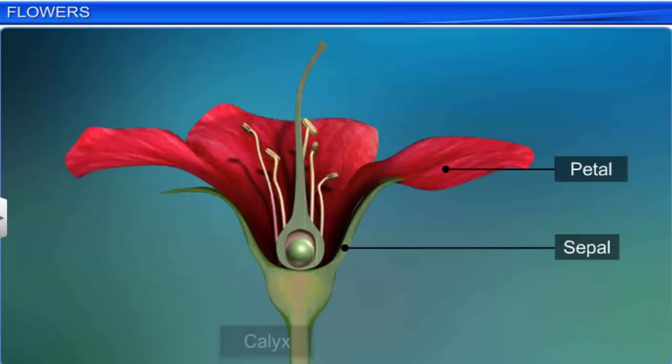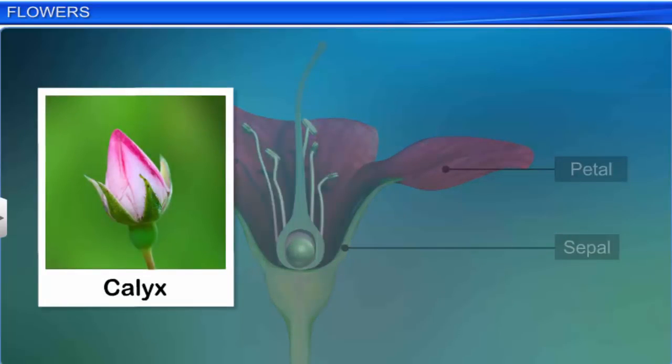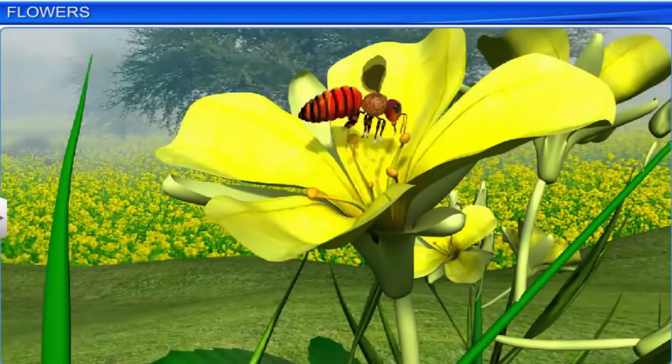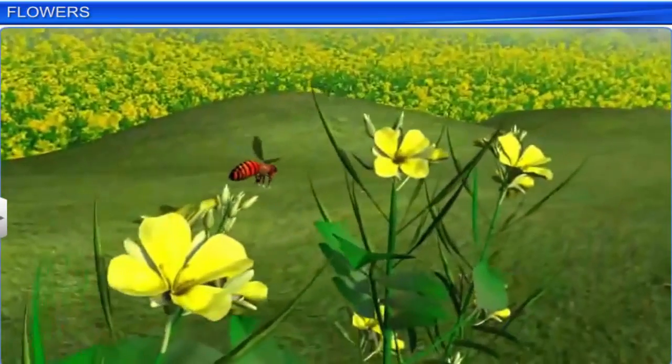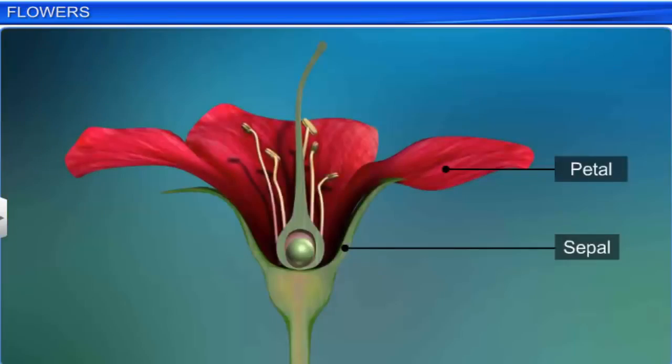Both calyx and corolla are accessory whorls or non-essential whorls of a flower. While the calyx protects the flower in its bud stage, the corolla helps to attract insects and birds for the purpose of pollination. In some plants, such as the lily, both the calyx and the corolla are fused to form the perianth.